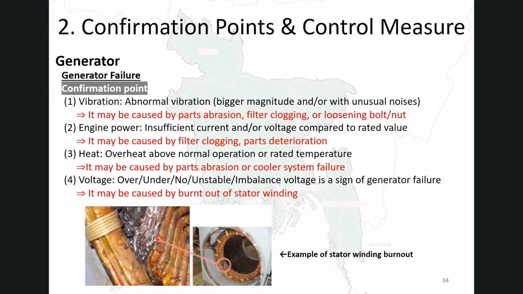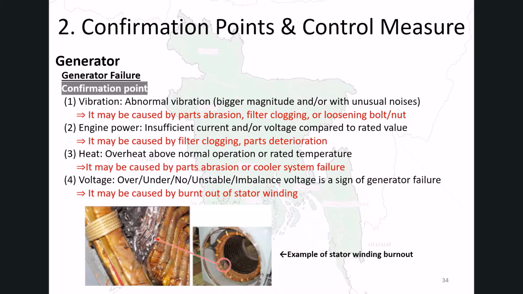Third, heat. If the generator temperature exceeds normal operating temperature or rated temperature, overheating may be occurring. This condition may be caused by parts abrasion or cooling system failure. Overheating can seriously damage the engine and generator components. Operators should immediately inspect the cooling system and lubrication condition when excessive heat is detected.